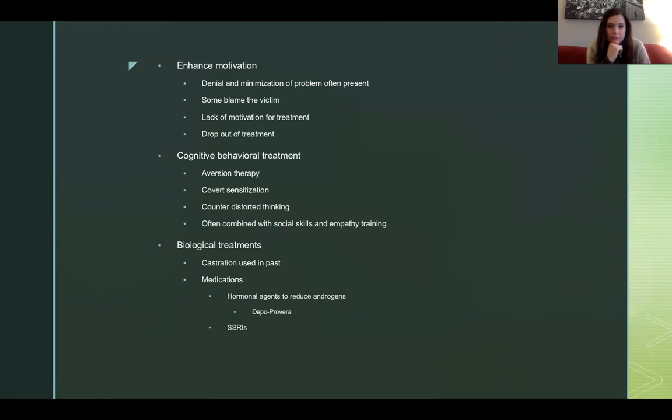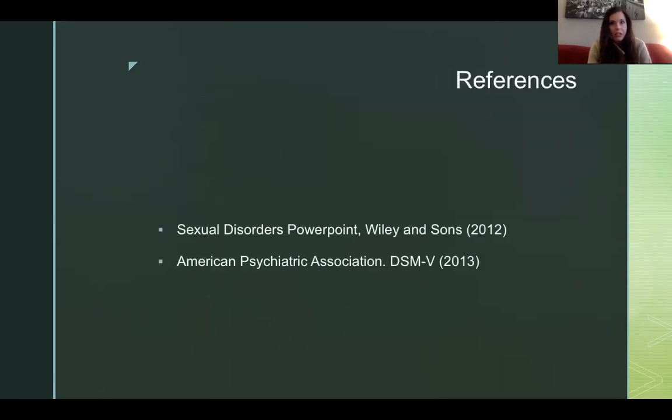And then castration was used in the past, but of course we know that that's not a good way to treat people. That's horrible. That's just as bad as engaging in a non-consensual sex act if you're non-consensually removing a body part. And then we have SSRIs and Depo-Provera, which is a hormone treatment.